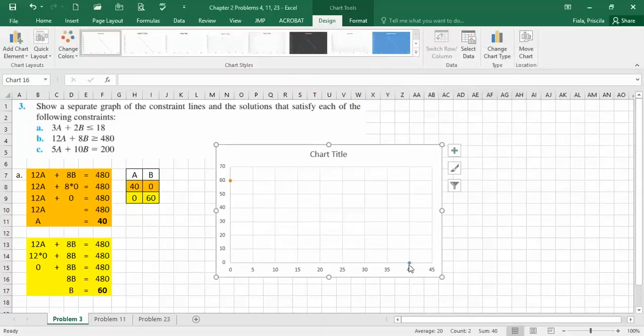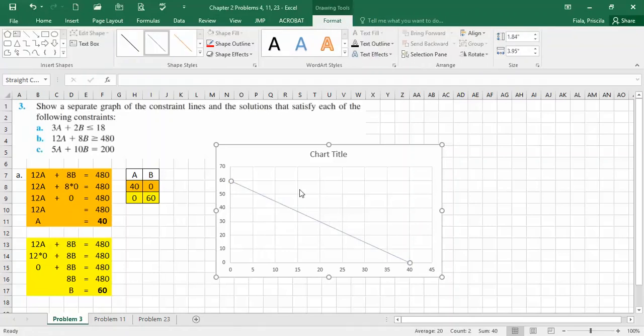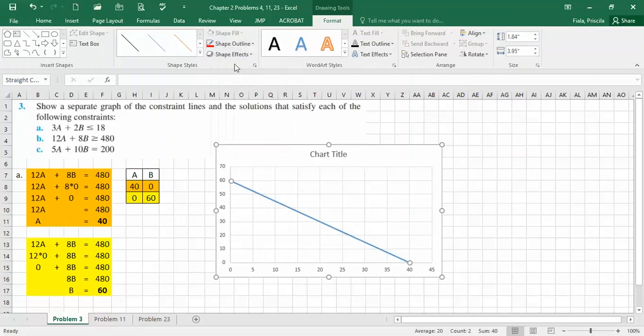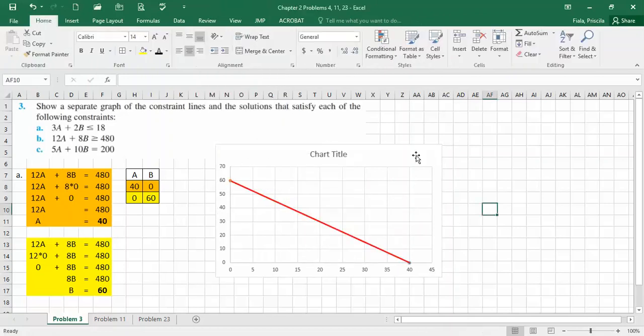So right here, if you stop the mouse, when A is 40, B is 0. When A is 0, B is 60. Let's click the graph, go to format, and let's insert a line right here. That's your line, which you could change however you wanted. Okay, now here's what we need to pay attention to.